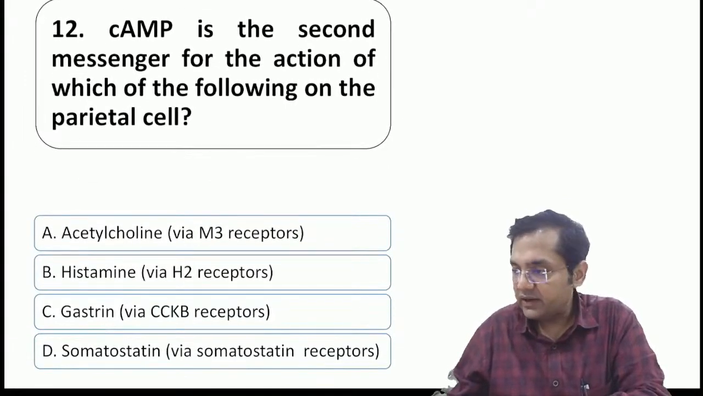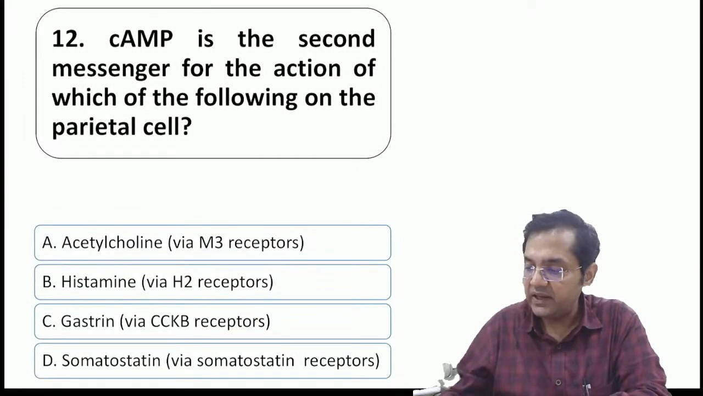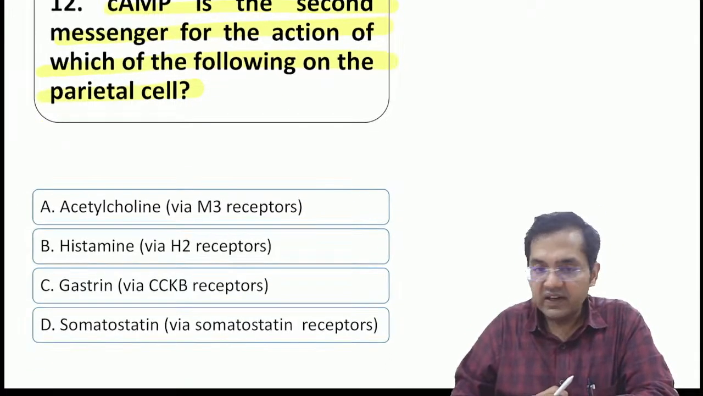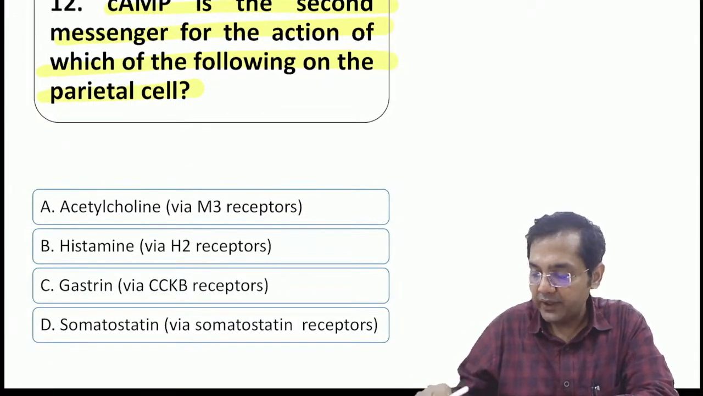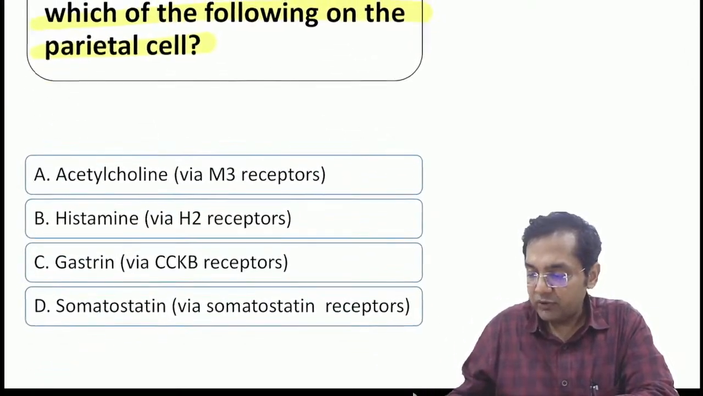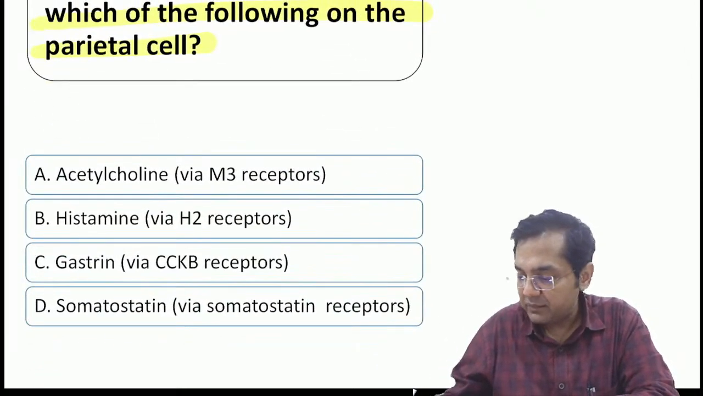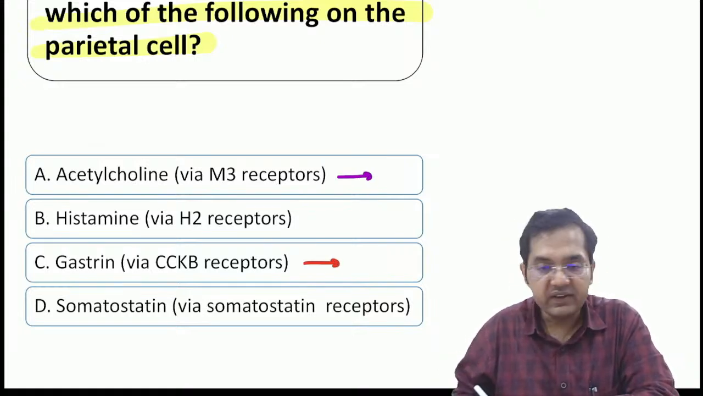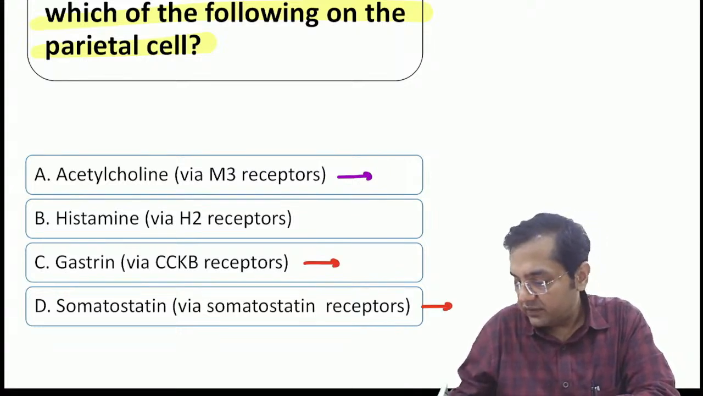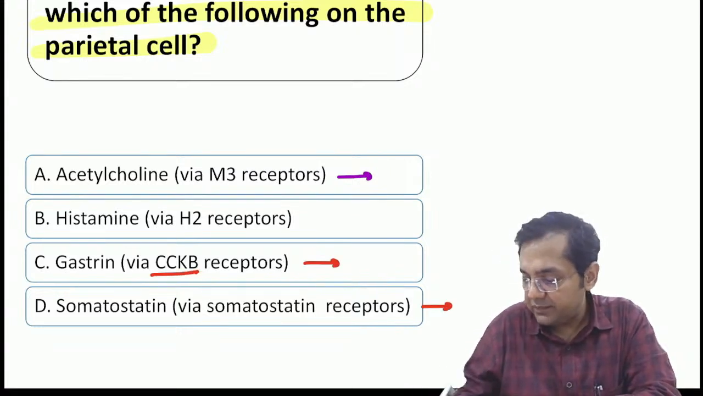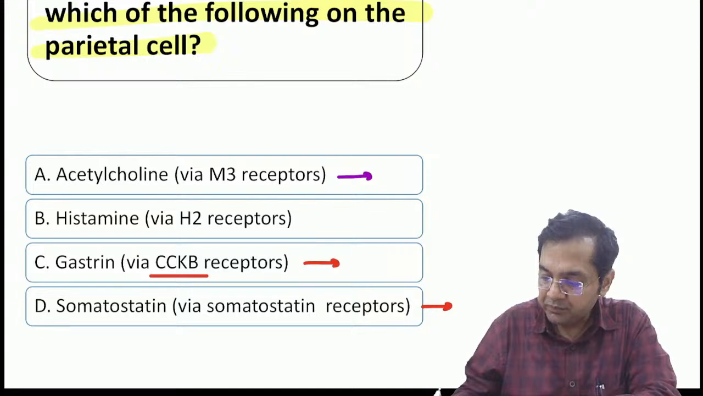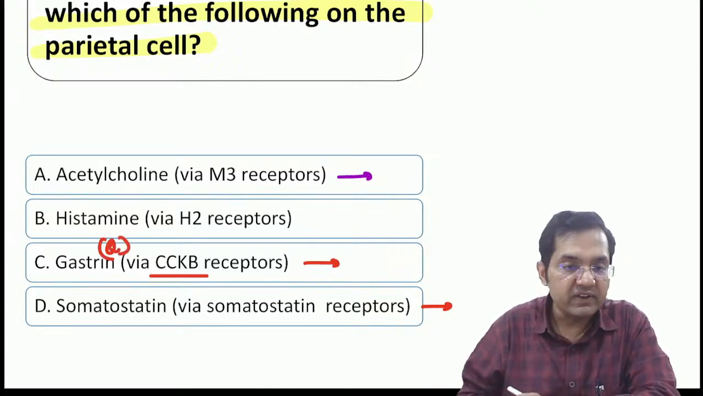Yes, absolutely correct, Dharmaraj Mehta. Cyclic AMP is the second messenger for the action of which of the following on the parietal cell? Now this is related to the second messenger system. You also do it in biochemistry, so you should be able to recall it for me. Otherwise, please remember acetylcholine acts via M3 receptors and gastrin acts via CCKB. This is an independent MCQ for the exam: what is the name of the receptors for gastrin on the parietal cells?